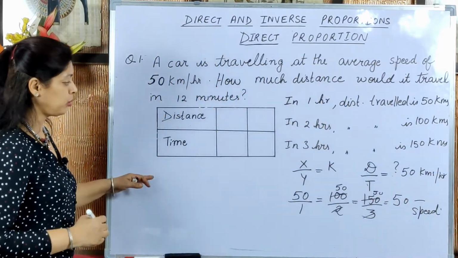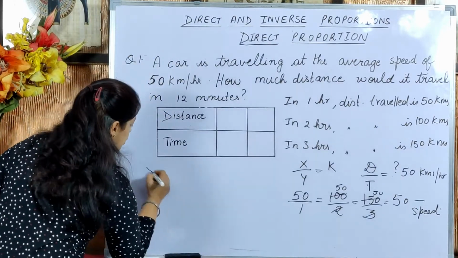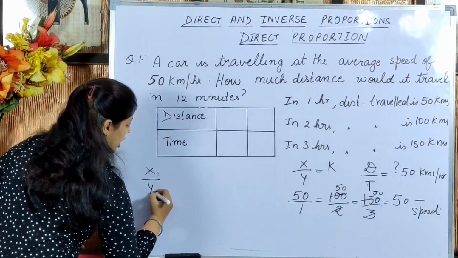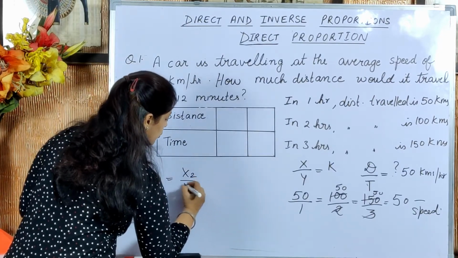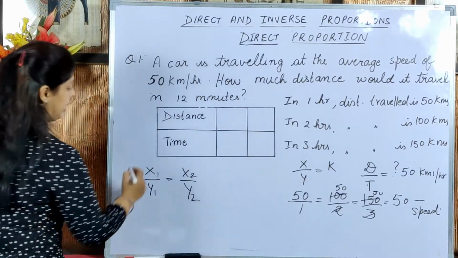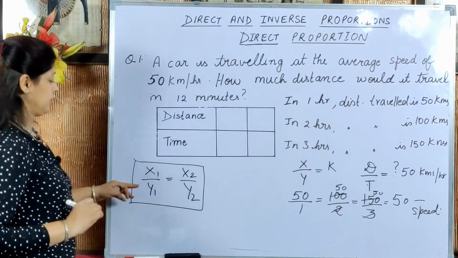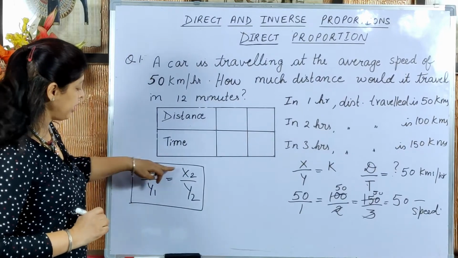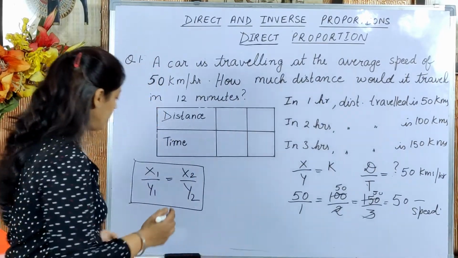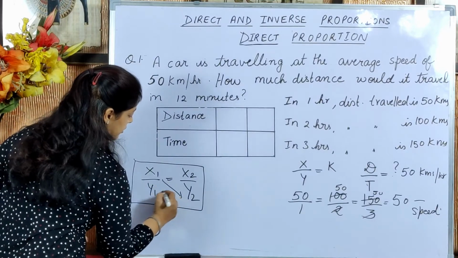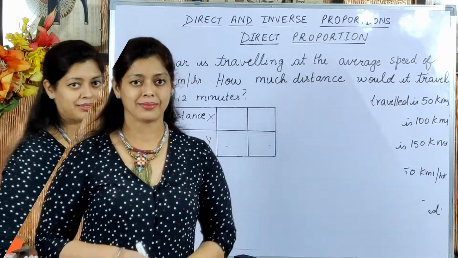And also if the two quantities are directly proportional to each other, the ratio of x1 to y1 will be equal to the ratio of x2 to y2. In this equation, out of the 4 things, 3 will be known to you. So you can easily find the 4th quantity using cross multiplication. So now we will come back to the question.